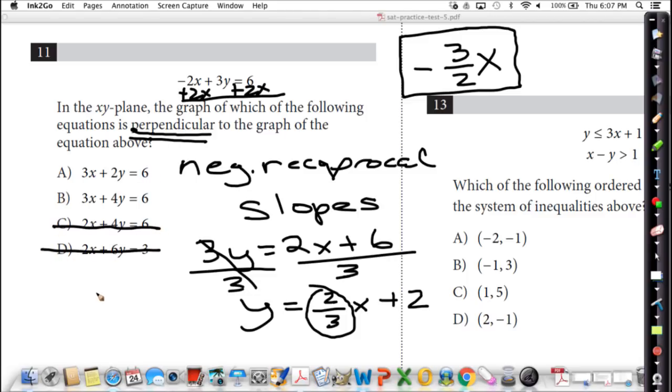Why do I like doing that? Because let's say you were at 4 seconds left and that teacher's in the front like, pencils down!